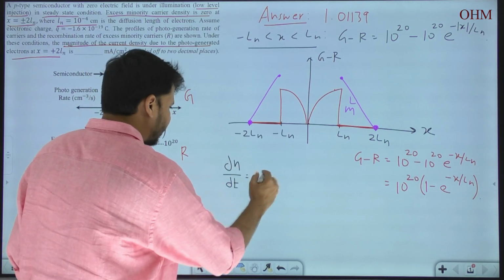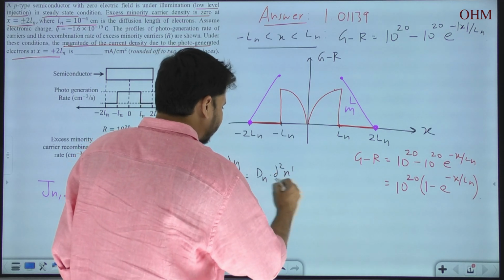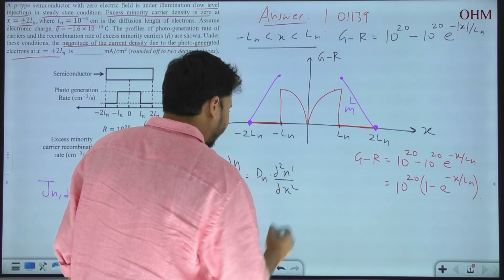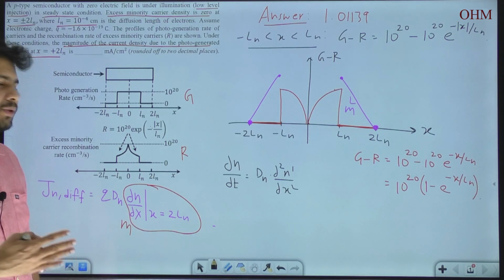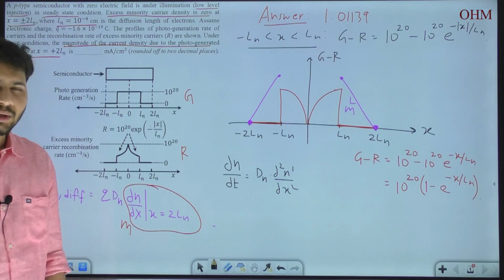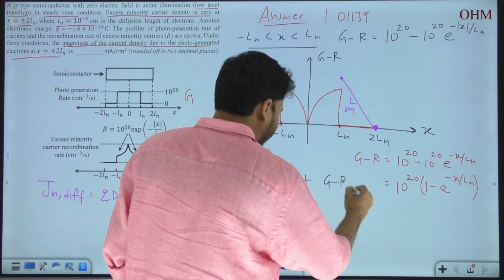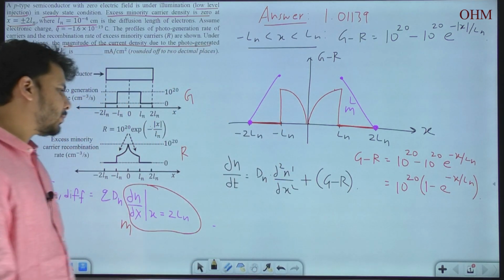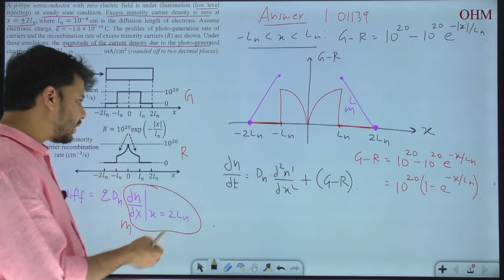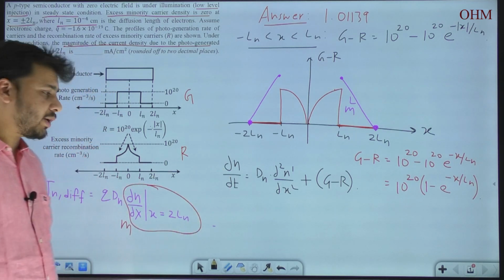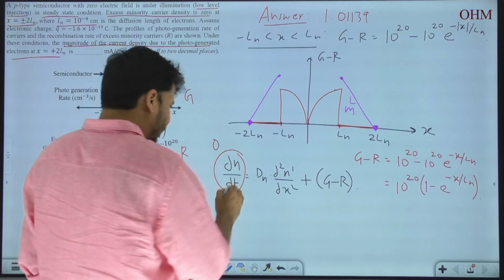Dou n by dou t is equal to Dn times dou square n prime by dou x square, plus G minus R. N prime is the excess minority carrier concentration. Usually it is delta n, but I would use n prime. Because in the question it has been given that the semiconductor is at steady state, there will be no time variation, so dou n by dou t is 0.